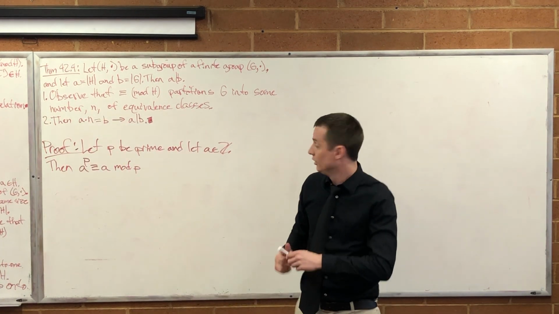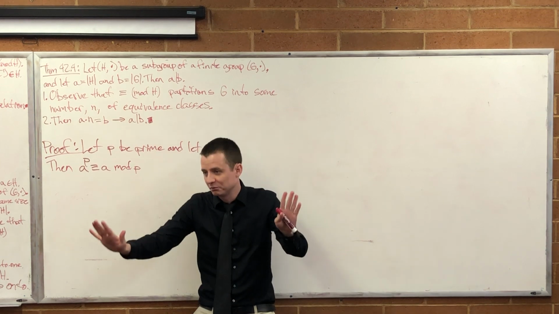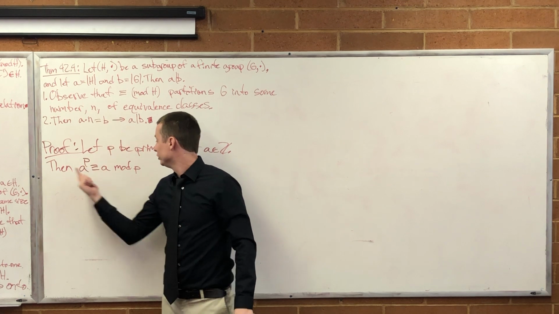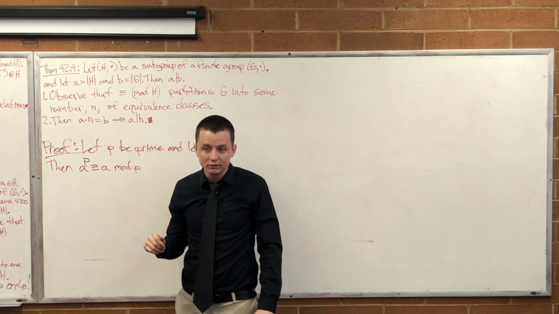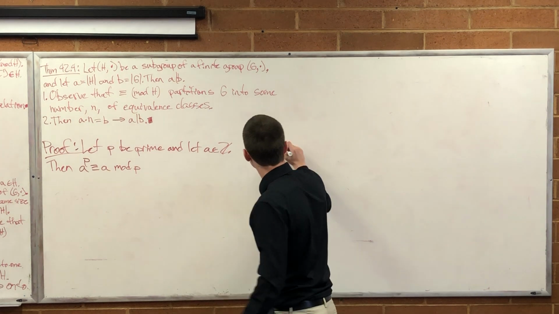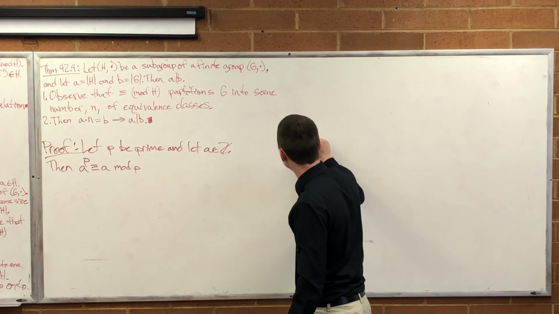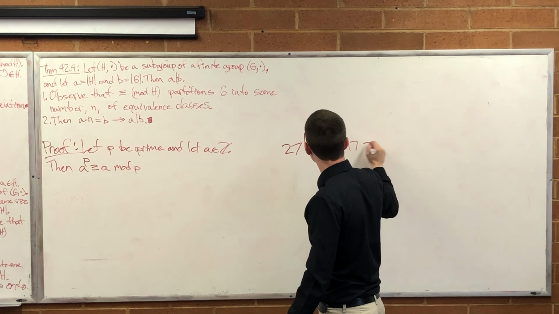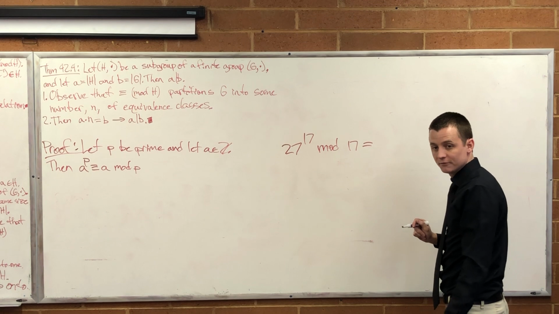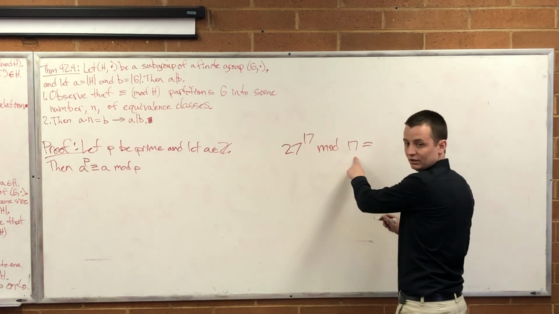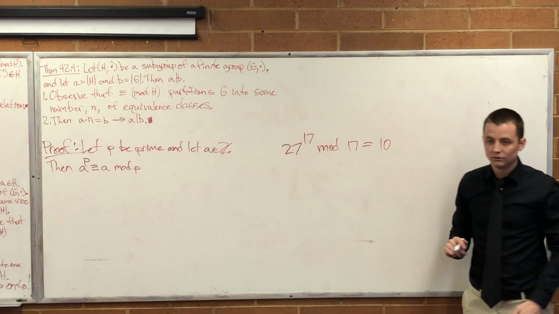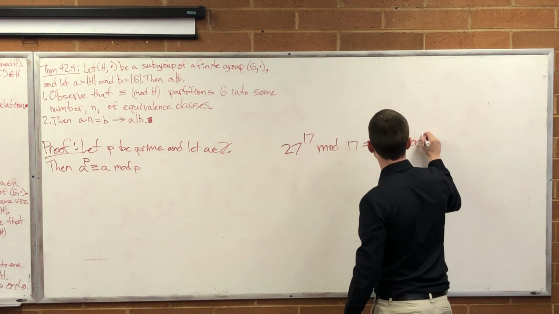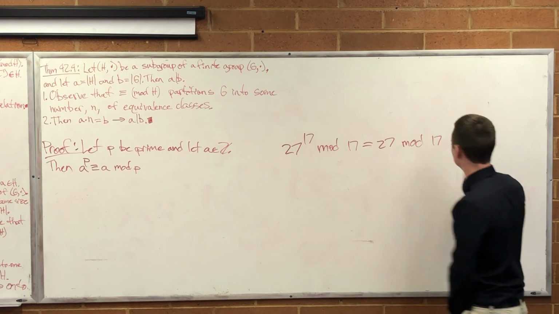Do you understand what this is saying? Back to regular modular arithmetic. A to the p, when you divide it by p, has a remainder of a. What do we mean? I mean, 27 to the 17 mod 17 is equal to 27 mod 17, which is equal to 10.